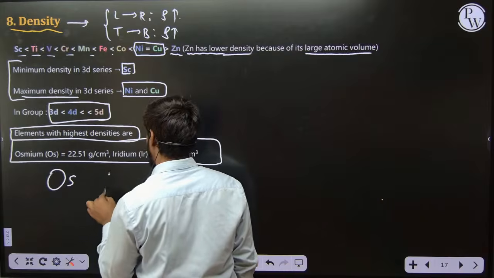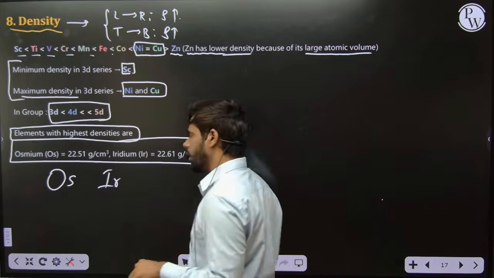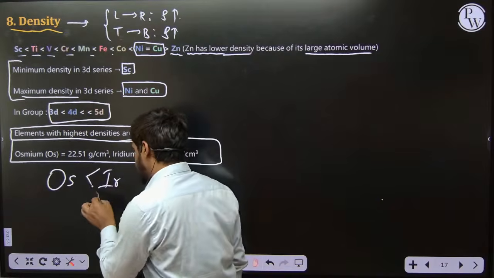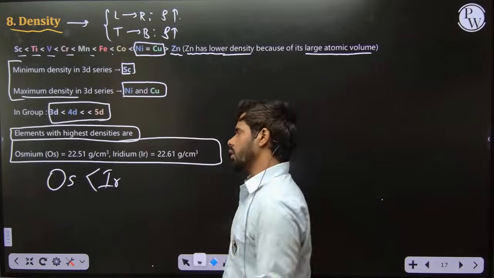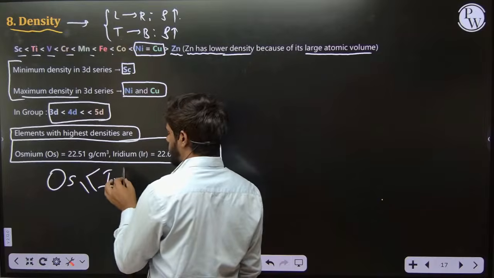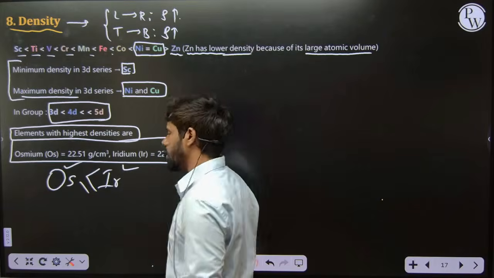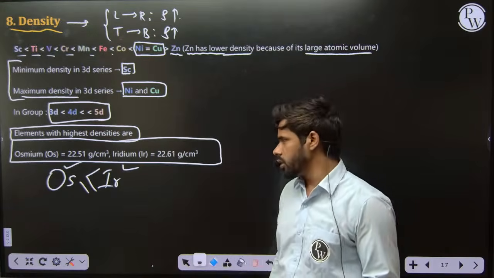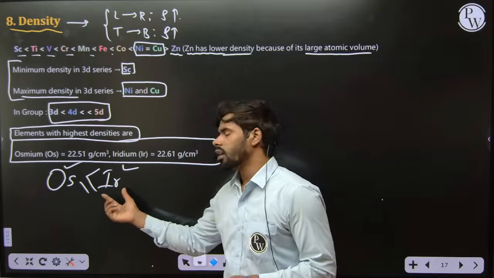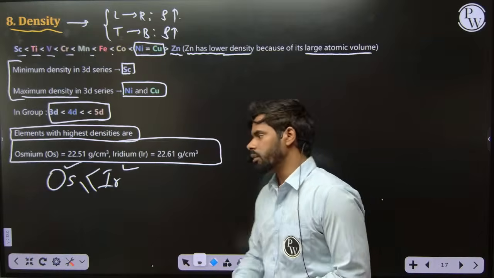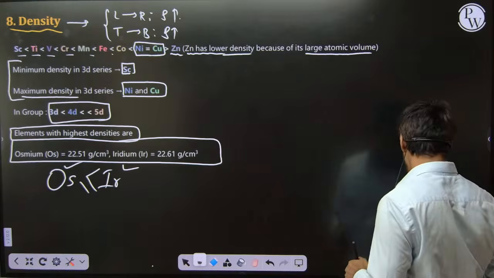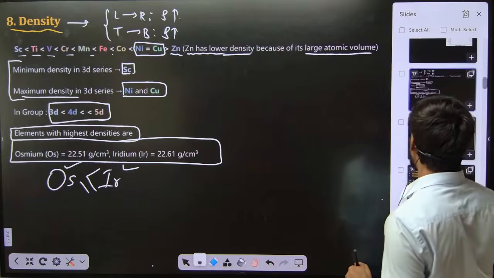Next, the element with the highest density among all the d-block elements is osmium or iridium. Out of osmium and iridium, iridium is higher than osmium. If only iridium is given as an option, take iridium. If only osmium is given, then osmium is our answer. If both are given, take iridium. Iridium is our correct answer for the highest density among the d-block.